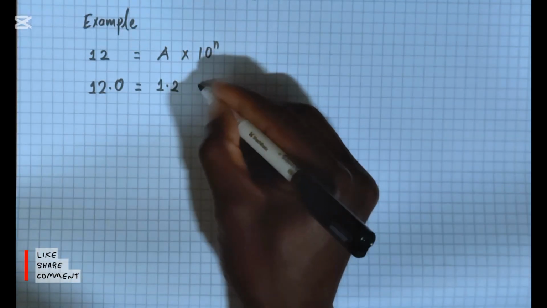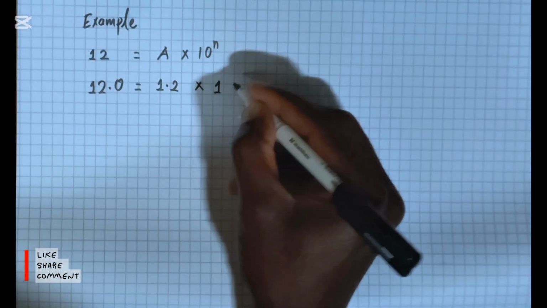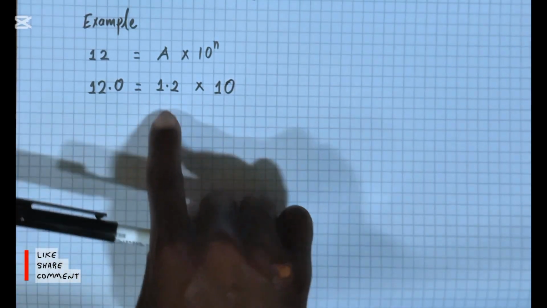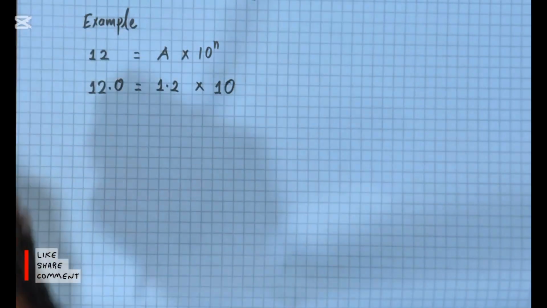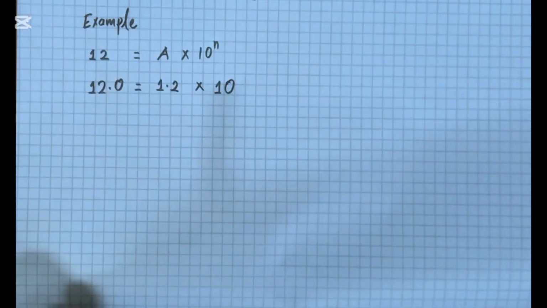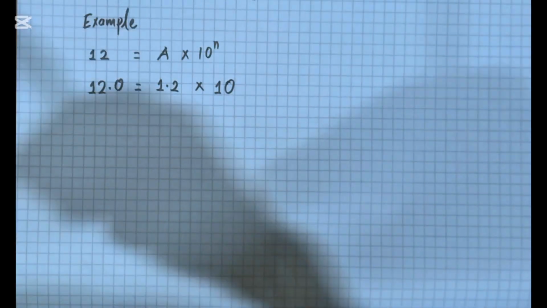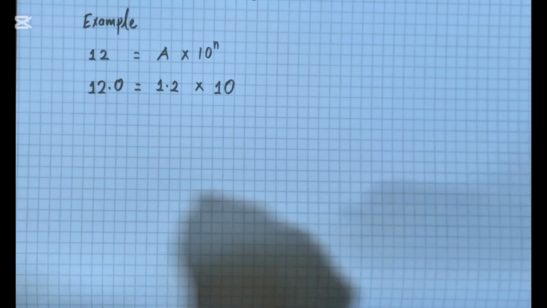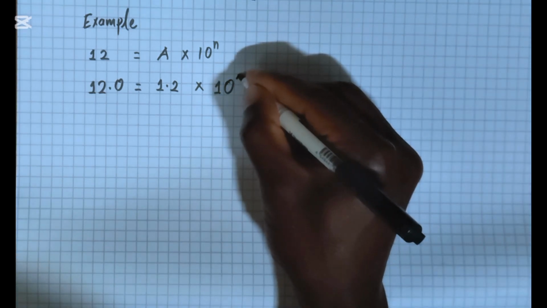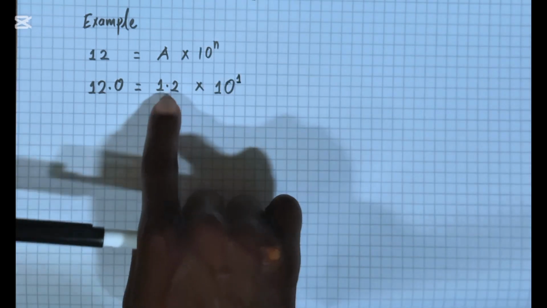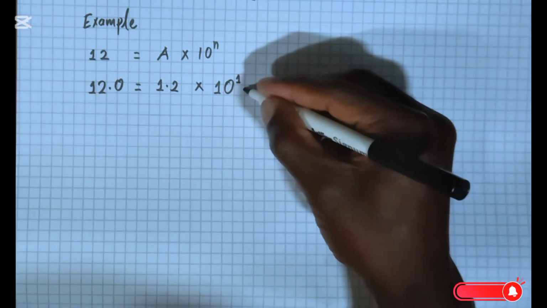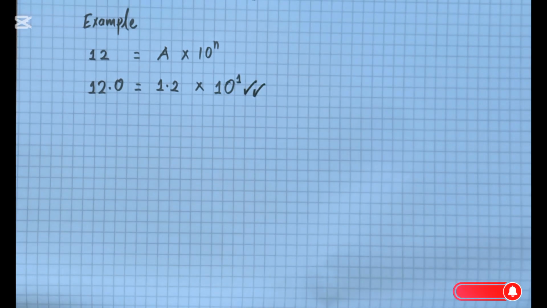Now because we've moved that decimal point from where it was, the value of n here will account for the number of times we've moved and in which direction we moved. Whenever we move to the left, that's always going to be a positive integer. Since we moved to the left only once to get 1.2, we're going to have 10 raised to 1, so that when you take 1.2 times 10, you get 12. So this here is the standard form of 12.